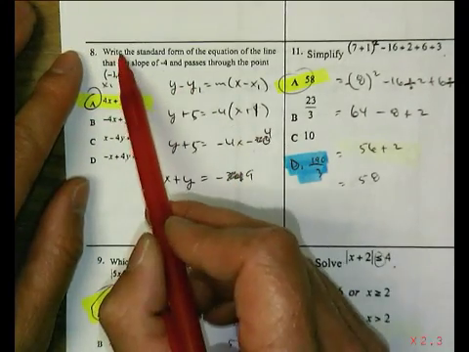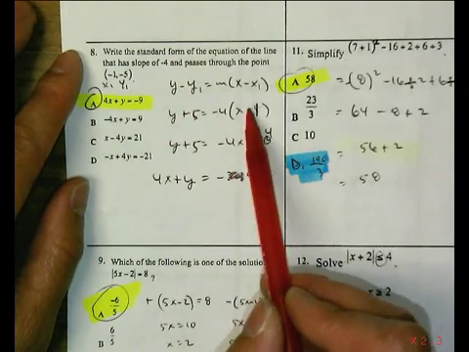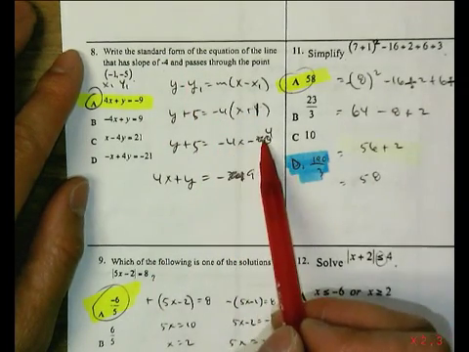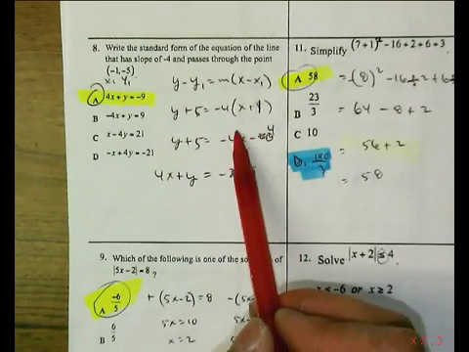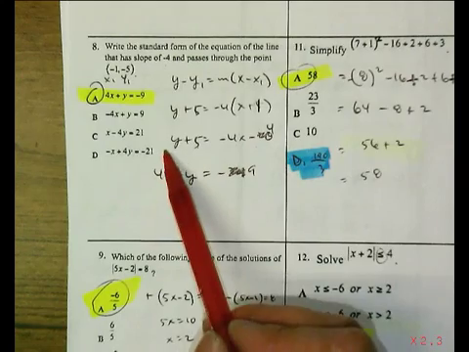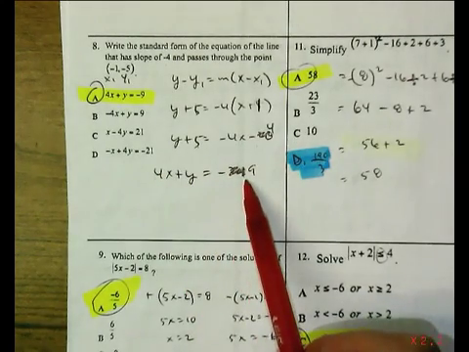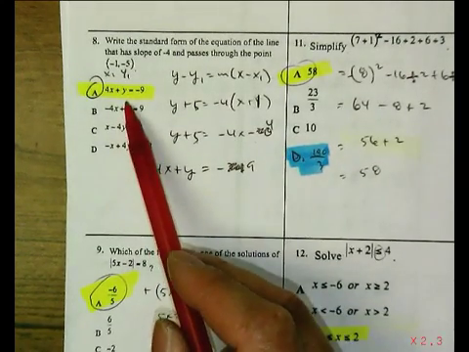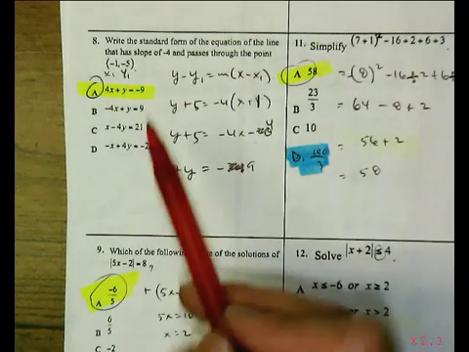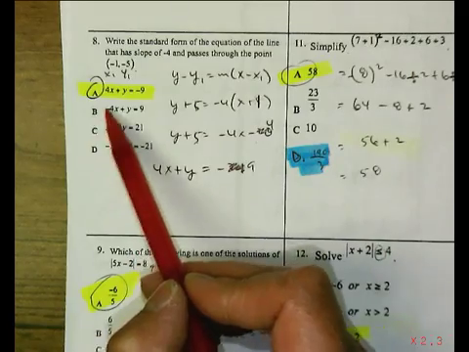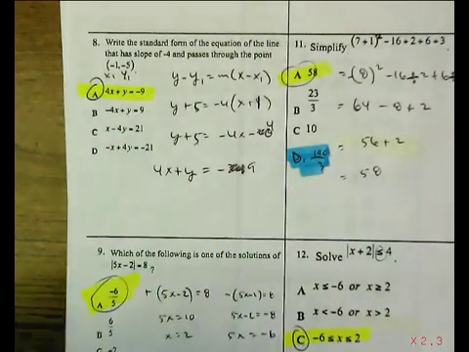They want this equation in standard form, which means I'm going to have to distribute here. Negative 4x minus 4. I want my x's and y's on one side, so I'm going to move this 4x to the left here, and have 4x plus y equals negative 9. And this is letter choice A. Your leading coefficient in standard form must be positive. That's the reason why B is incorrect, and you can't have fractions as coefficients.